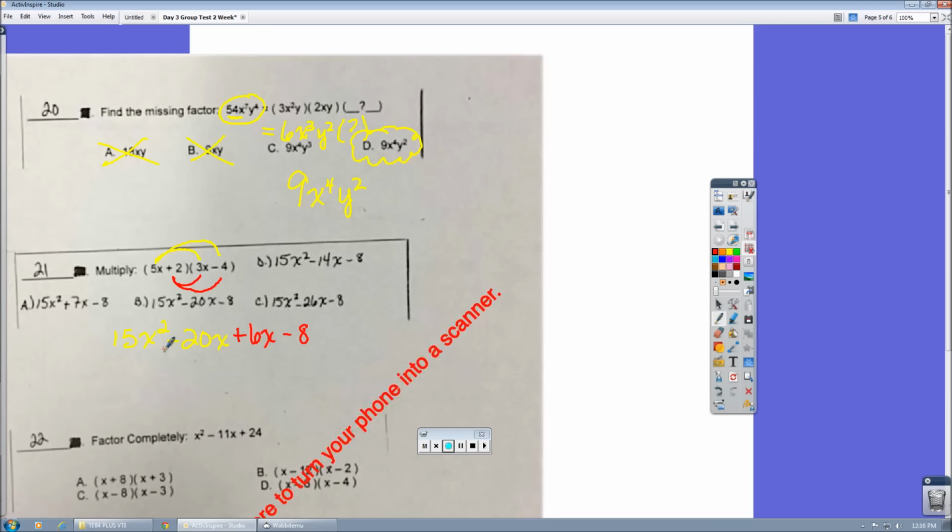Combine your like terms in the middle. The negative 20x plus 6x is negative 14x. Bring down what you have left and match up your answer. And it looks like it's D.